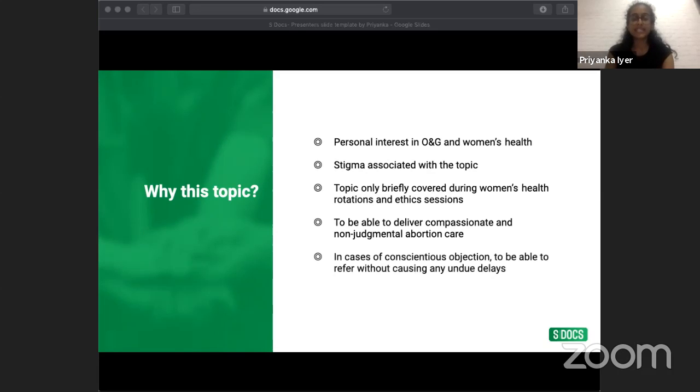And lastly, in cases of conscientious objection, which is where medical staff have the right to refuse participation in abortion for personal beliefs, we have a duty of care to our patients to be able to refer them on to other healthcare providers without causing undue delays.